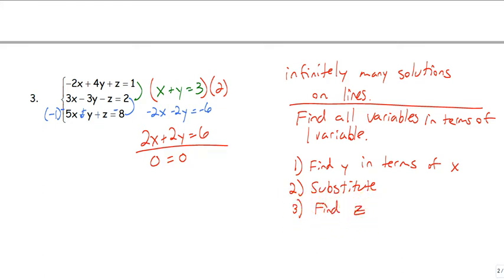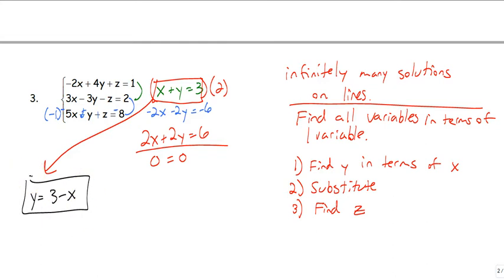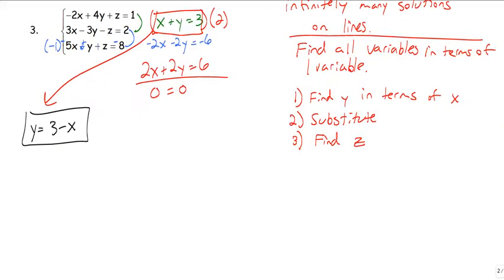So right away I go to this first equation, this green equation. I'm going to find everything in terms of x. So x is going to be my variable. Well, that means that when I solve for y, y is equal to 3 minus x. So I know now what y is equal to. So I have x, I have y equals 3 minus x, and now I can find what z is equal to in terms of x by plugging these values in. So I'm going to say negative 2x plus 4 times 3 minus x, because that's what y is, plus z equals 1.